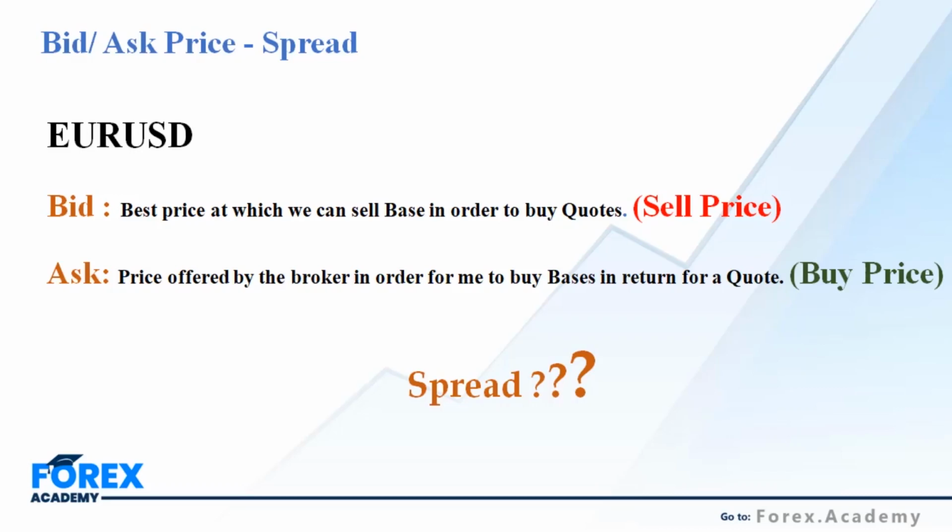To make it simple, the bid price is a sell price, the ask price is a buy price. And the spread is the difference between bid and ask price. So it's the difference between the selling and the buying price.